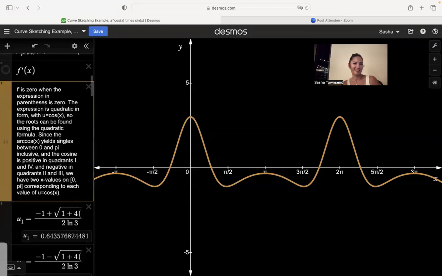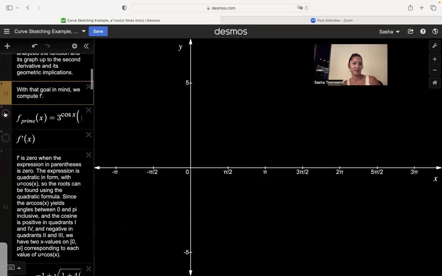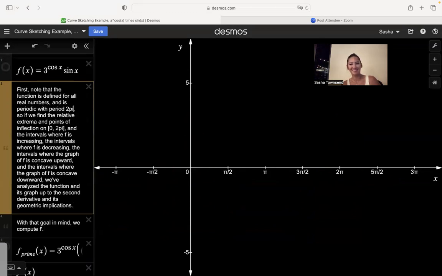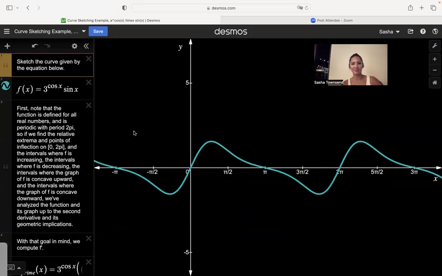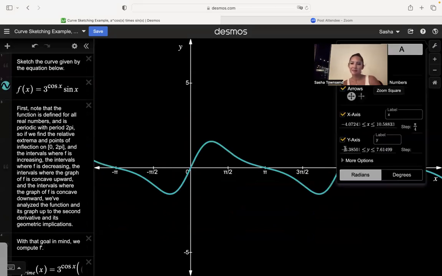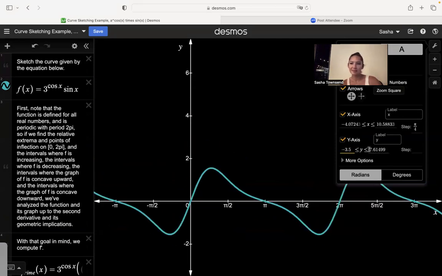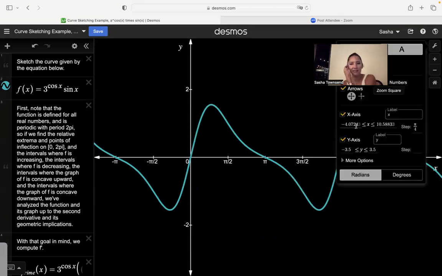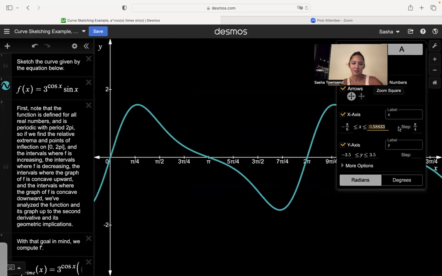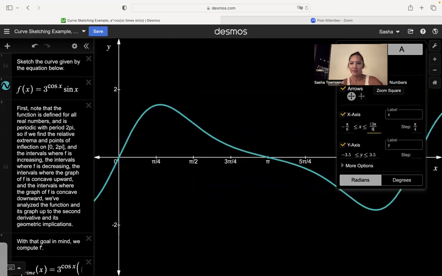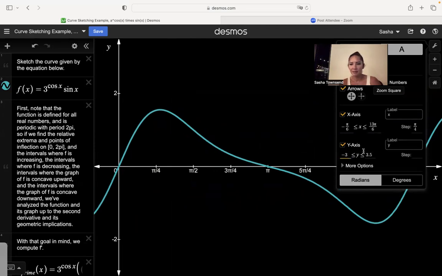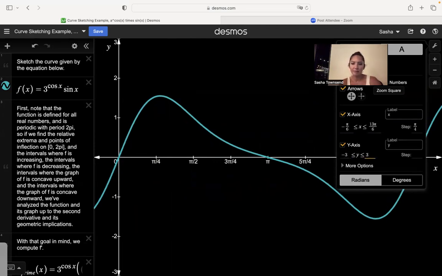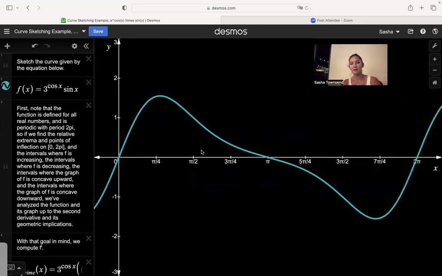I just like these graphs. I think they're pretty, and the fact that they're periodic is cool too. So this is our function, and we want to graph that for x values between negative pi over 6 and 13 pi over 6. So I'm just going from 0 to 2 pi, but I want to add pi over 6 in either direction, so we know that it repeats.